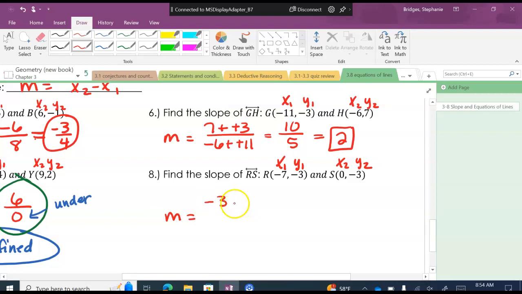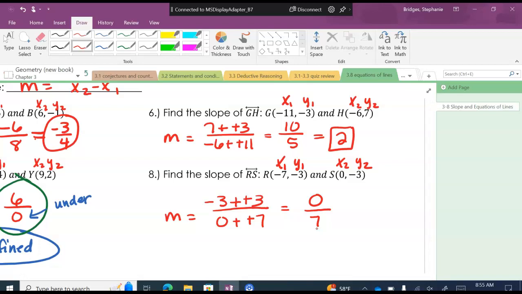Y2 is negative 3. Y1 is also negative 3. X2 is 0. X1 is negative 7. Again, when you minus a negative, it turns to plus. What's negative 3 plus 3? And 0 minus a negative 7 is 7. If you do 0 divided by 7 in your calculator, does it give you an error message this time?